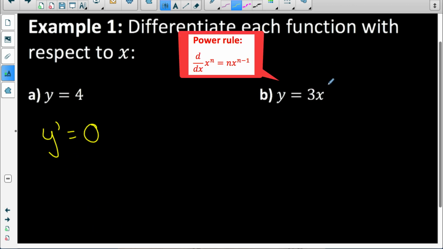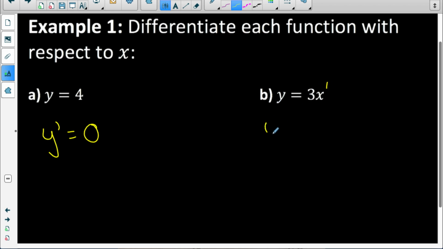How about this one? We need the power rule. The exponent on this power of x is 1. So what we do is we multiply the exponent by the coefficient when we're getting the derivative. So 1 times 3 is 3. You keep the base of the power x and you reduce the exponent by 1. So what we have is y prime equals 3 times x to the 0. Right? Anything to the 0 is 1, so 3 times 1 is 3.